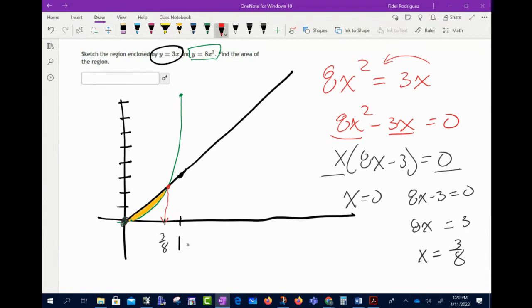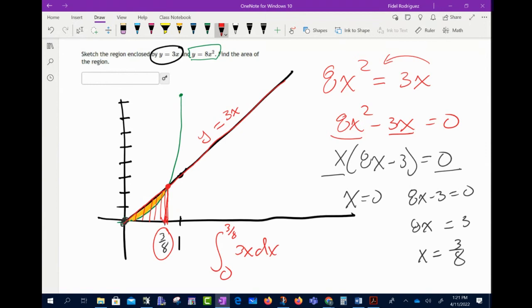I want to mention something here, y'all. If I were to find the area for the red part, what I would be doing is saying, look, I'm going to integrate from 0 to, what is the x value right here? 3/8, right? What is the top function? What's this line right here? Anybody know the graph of that line or the equation of that line? y equals what? 3x, right?